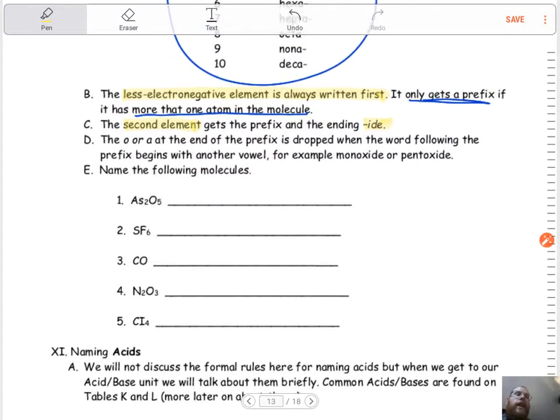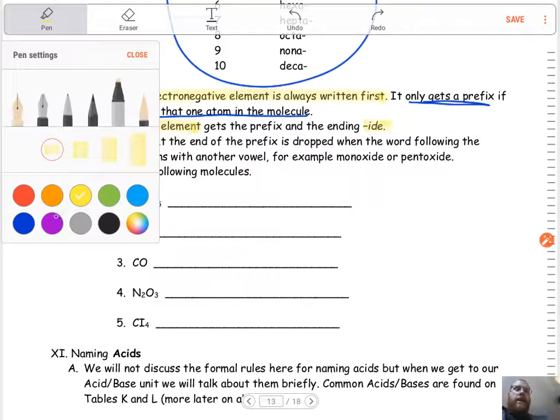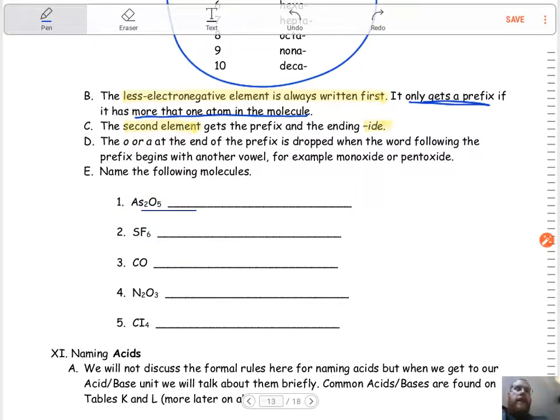So the next question I've got to ask is, how many arsenic atoms do I have? If I have 1, I just leave it as arsenic. But if I have more than 1, then I'm going to use a prefix. Well, in this case, oops, forgot to change my pen back. Okay, in this case, there are 2. So I'm going to use the prefix di. So it's diarsenic. How many oxygens do I have?